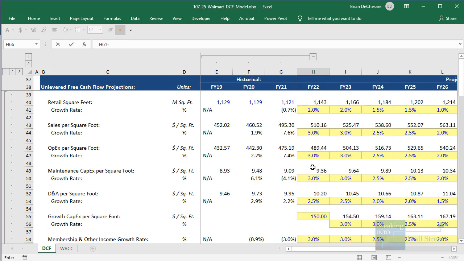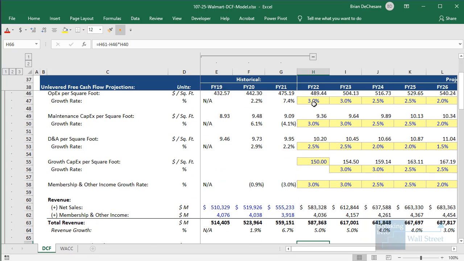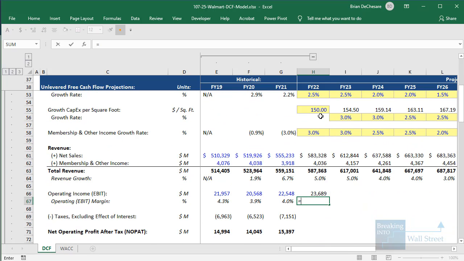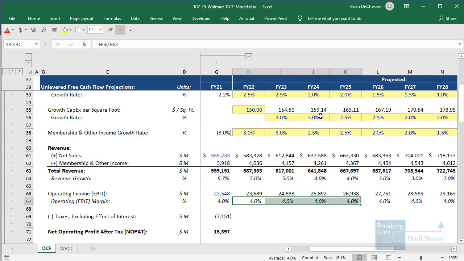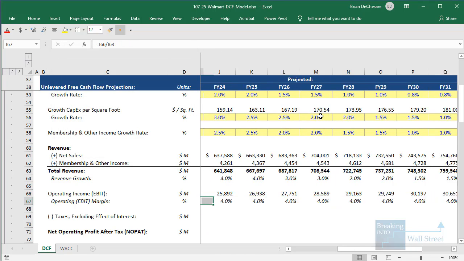So let's go up and take their operating expenses per square foot and then multiply by the retail square feet. As the company grows, yes, it can sell more, but it also has to spend more on rent and hiring employees and IT and infrastructure costs and so on and so forth. We can then take our operating margin here and copy this over.